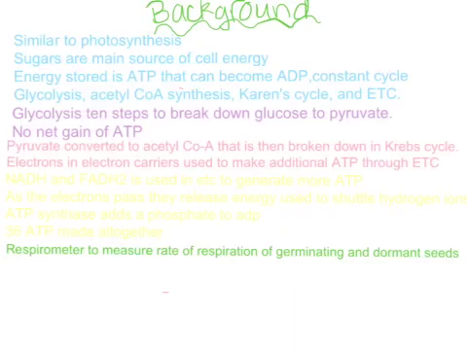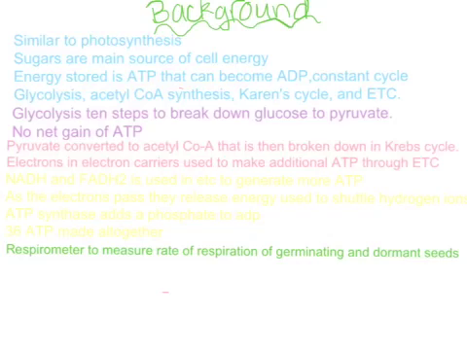The background information for this lab is that it is similar to photosynthesis. Sugars are our main source of cell energy. Energy is stored in ATP that can become ADP in a constant cycle: glycolysis, acetyl CoA synthesis, Krebs cycle, and ETC. Glycolysis is 10 steps to break down glucose to pyruvate, with no net gain of ATP. Pyruvate is converted to acetyl CoA that is then broken down in the Krebs cycle.